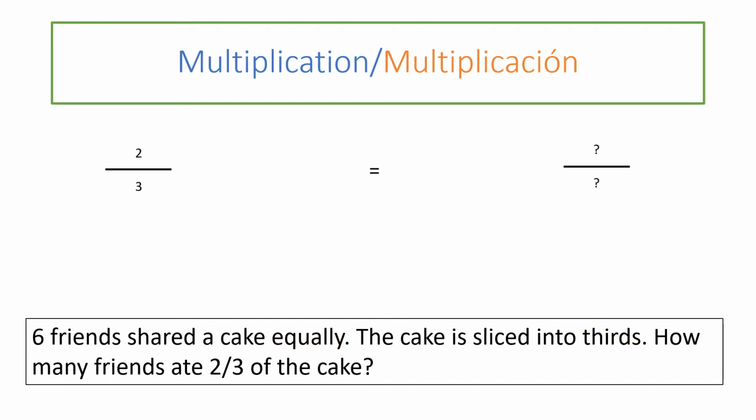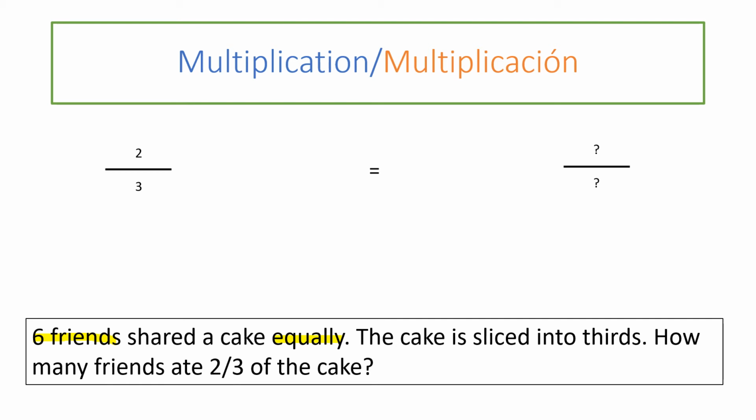Now we have multiplication. So we have 2/3 is equal to blank over blank. Well, we already know the answer from before, but let's go over it again, just starting fresh. I'm going to highlight in yellow the important information in my question. 6 friends shared a cake equally. Well, I know I have 6 friends. They shared the cake equally. Remember, fractions are about equal parts.